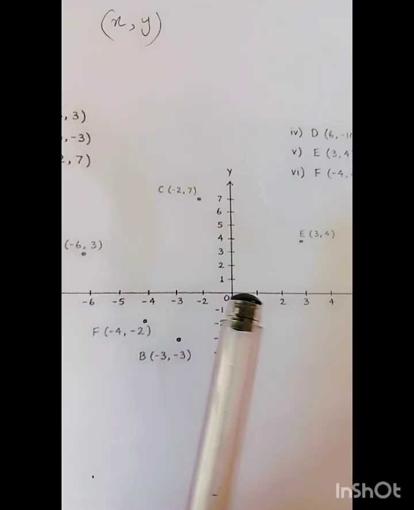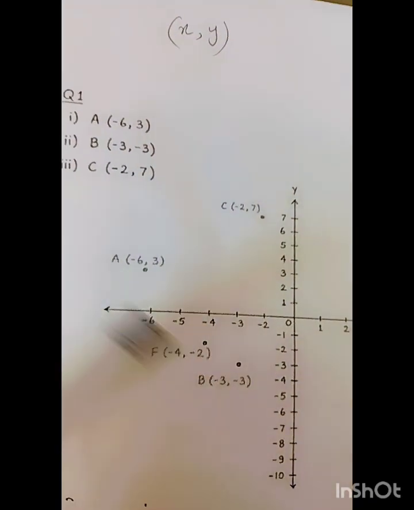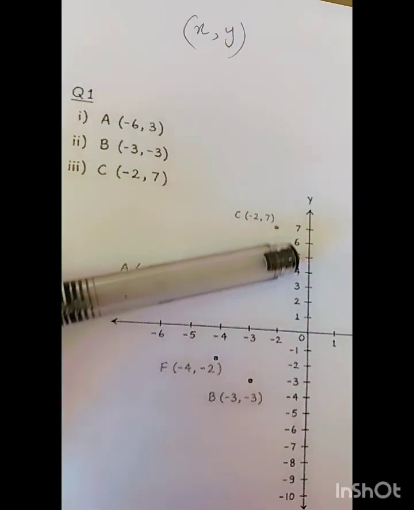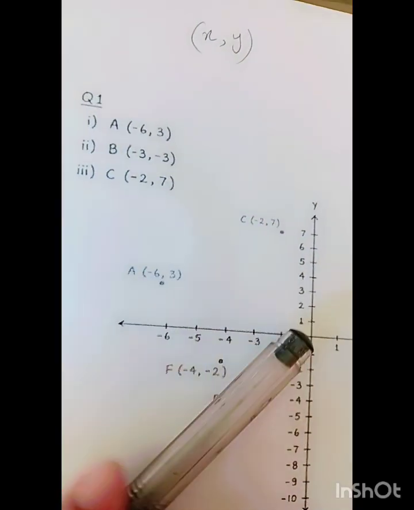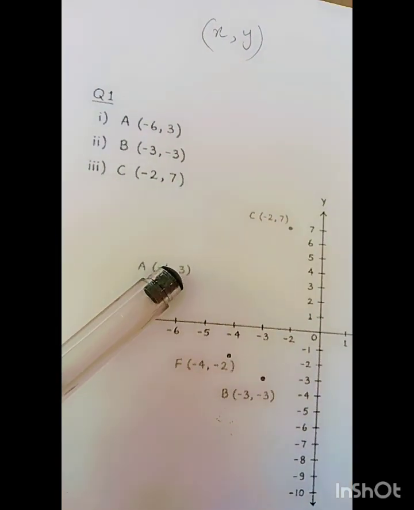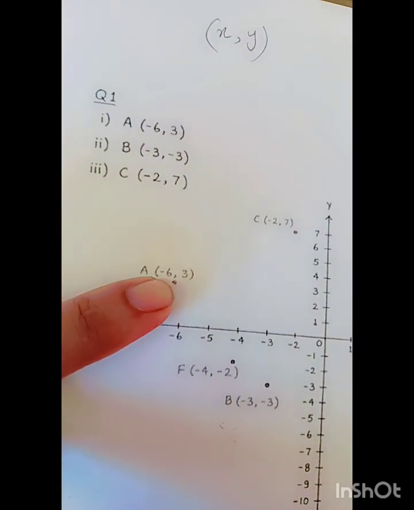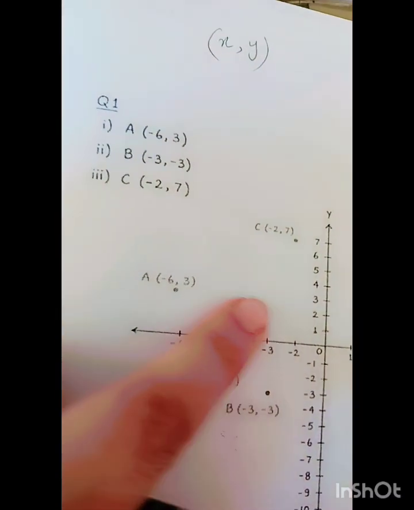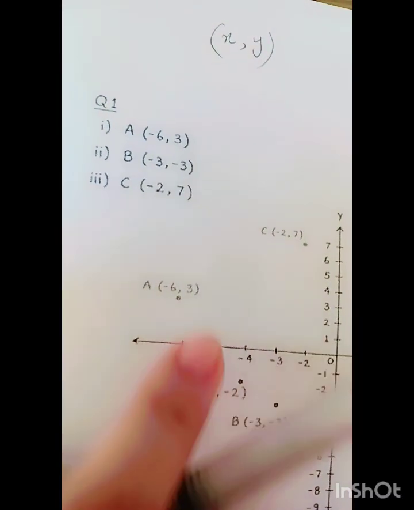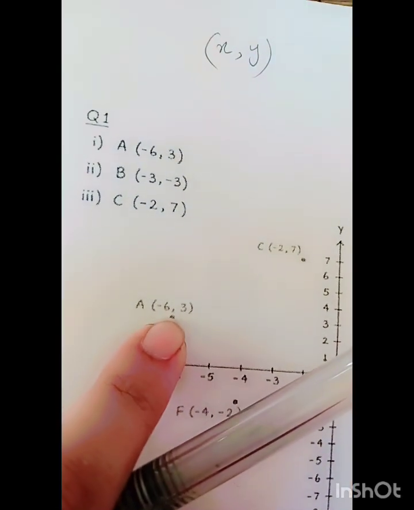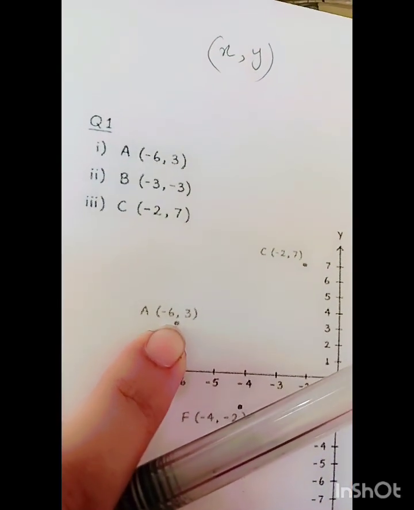The x minus side is this, so this is minus 6, and y 3, this is the y positive side, so take 3 and see minus 6, so this is your dot of A. From minus 6 and 3 you can draw a line, and the place where the lines join, that is the actual point.